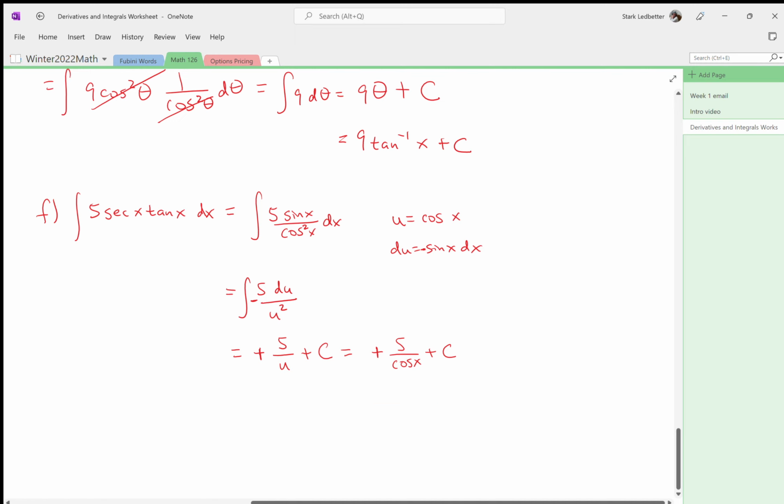So that's how I've gone through and tried to minimize the number of mistakes I've made in calculus. Hopefully you guys come up with a system that works for you. This is one option.